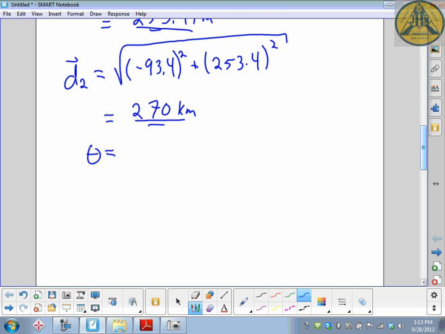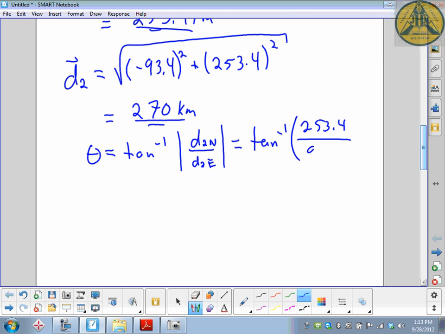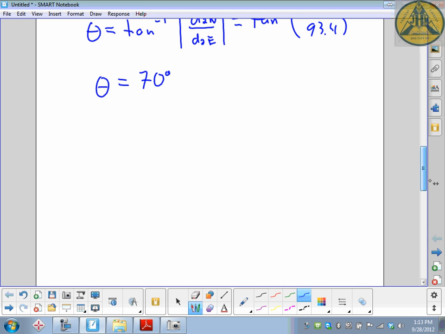As always, direction is inverse tangent of component north over the component east. That works out to be inverse tangent of 253.4 over 93.4. That gives you 70 degrees. Okay. So we have our displacement. The Canadian sub needs to go 270 kilometers in direction west, because it was negative, 70 degrees north.